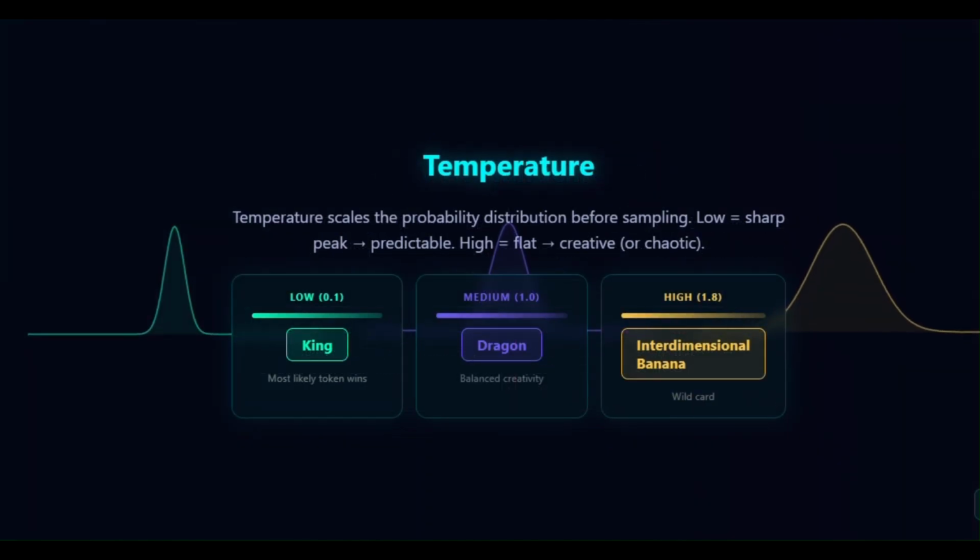Not every prediction uses the same level of randomness. That's where temperature comes in. Low temperature makes the model choose highly probable tokens. The output becomes more predictable and consistent. Medium temperature balances reliability and creativity. High temperature flattens the probability distribution, allowing unlikely tokens to be selected. This can produce more creative responses, but also more chaotic ones.